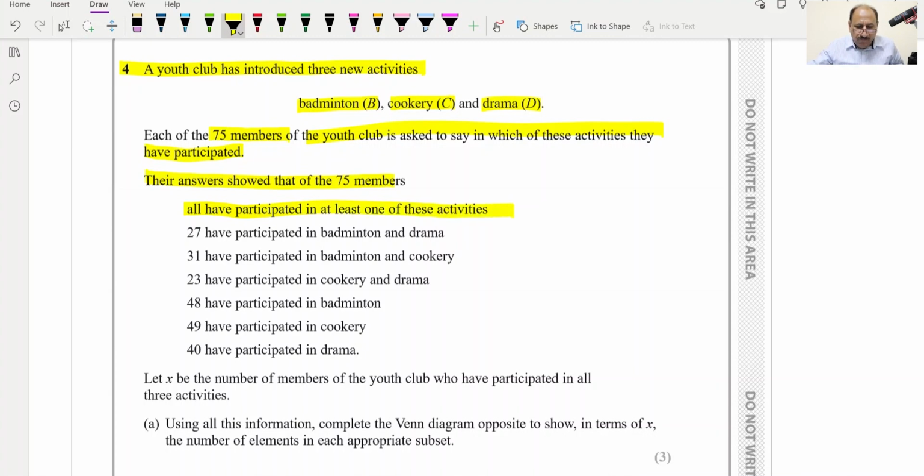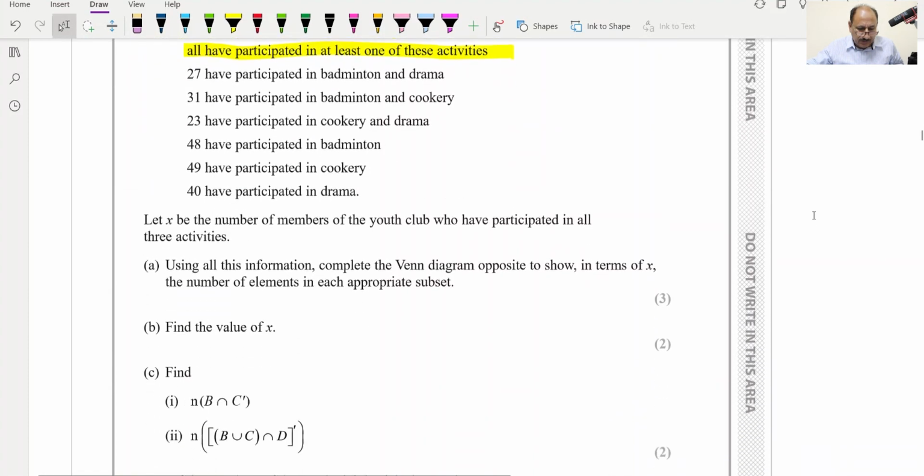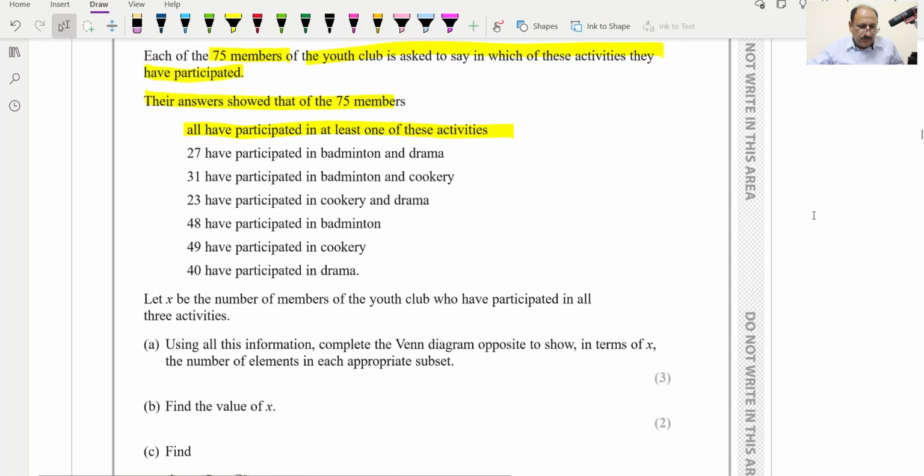So everybody participated in that. So it means basically part 1 is this whole information whatever they have provided over here, we have to incorporate in a Venn diagram. Using all this information, complete the Venn diagram opposite to show in terms of x the number of elements in each appropriate subset. So basically we will be going through these details, and at the same time we will be incorporating the values.